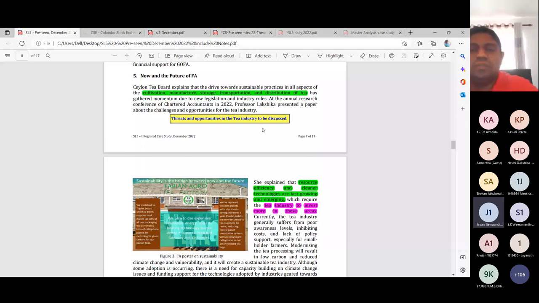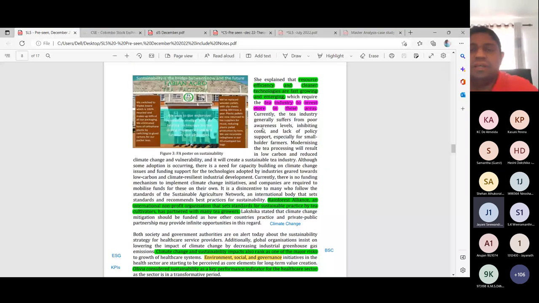She explained that resource efficiency and cleaner technologies are fast growing and emerging, which requires the tea industry to invest more in these areas. New technologies are emerging, so you have to invest in these new technologies. Currently, the tea industry generally suffers from poor awareness level, inhibiting cost and lack of policy support, especially for smallholder farmers. These are points you can use, especially for the PESTEL and the SWOT actually.